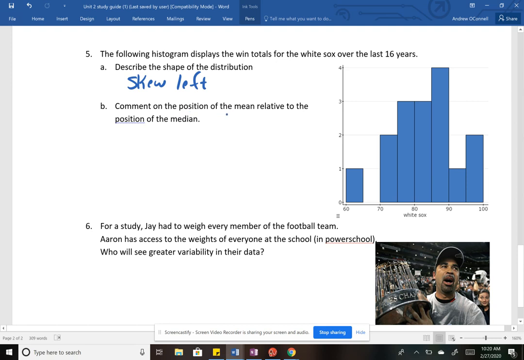Comment on the position of the mean relative to the position of the median. Remember that your mean gets pulled into the tail. So we would say that the mean is on the low end, so that the mean is less than the median, which is going to be closer to the hump right here. So that's what you would say.